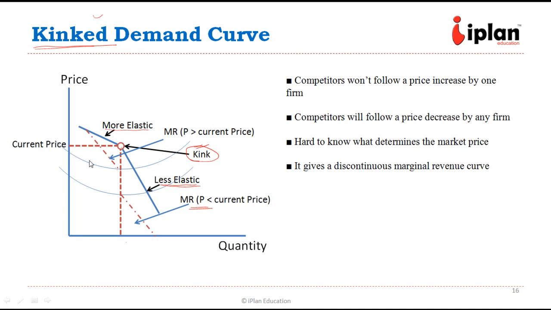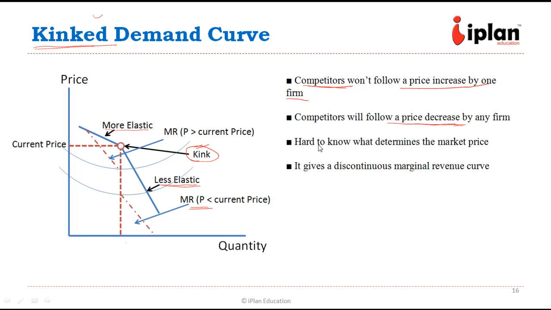Now let us look at the reasons for that. In the case of oligopoly, the competitors do not follow a price increase by one firm. So if one firm tries to increase the price, the other companies are afraid that they might lose market share significantly. So they do not follow a price increase, but they follow a price decrease. Since they are afraid, if they do not also reduce their price, they may not stay in the market. Their survival might be at risk. So they immediately follow a price decrease.